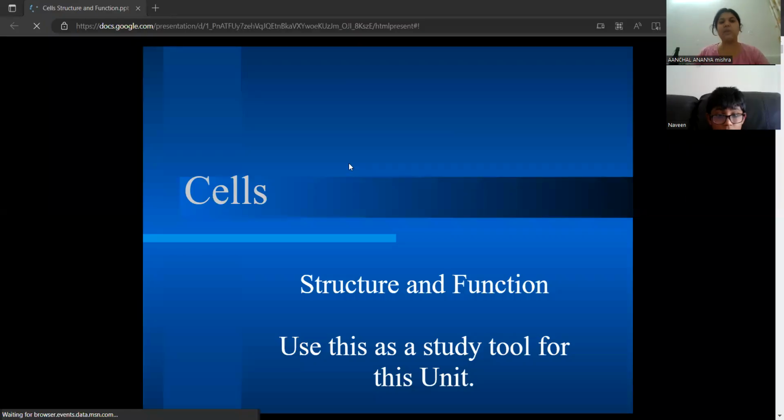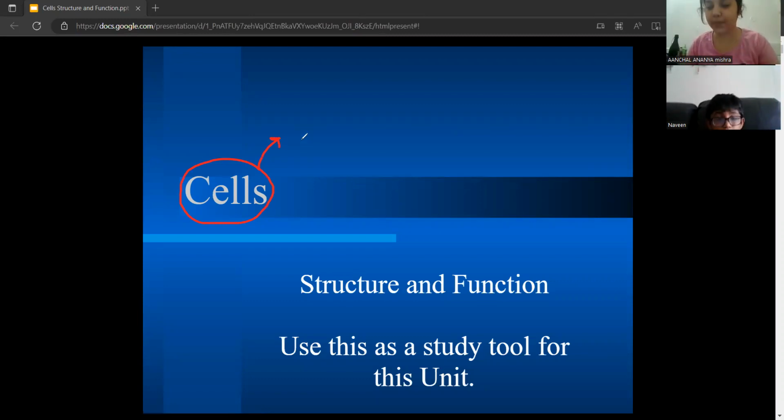What we were dealing with yesterday, what chapter were we dealing with? It was cells, right? So what are cells? Cells are the building blocks, the basic structural units of our body. Not only our body, we are talking about animals and plants also. All the living organisms, be it a plant, animal, human, bacteria, everything is made up of cells.